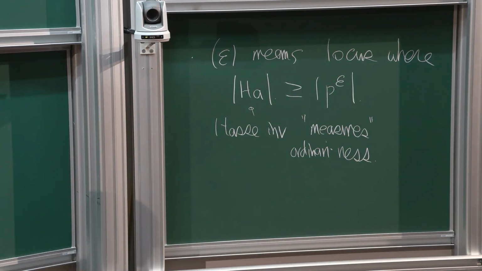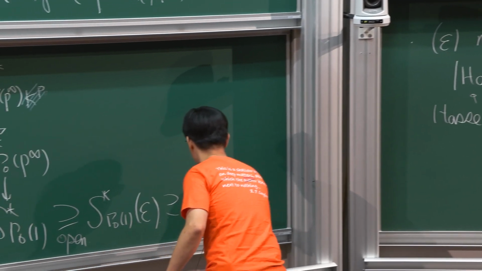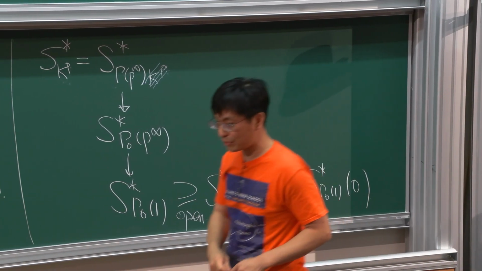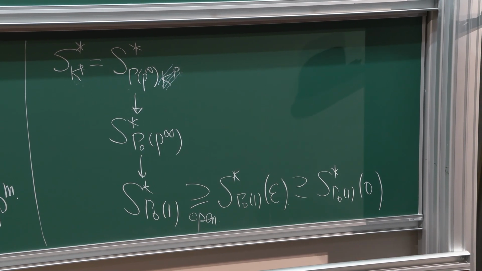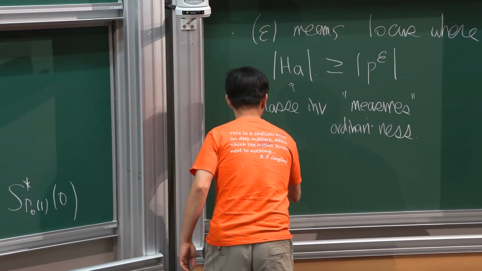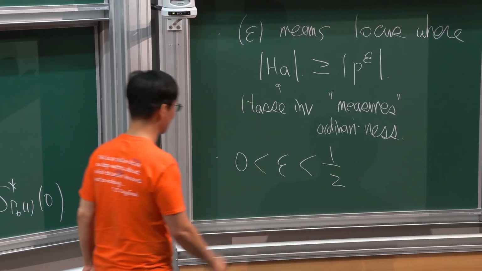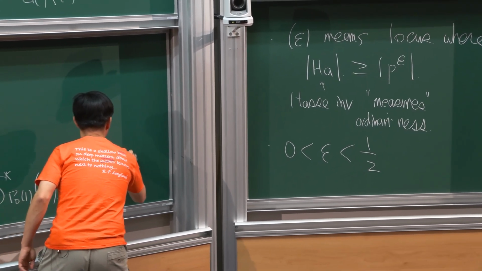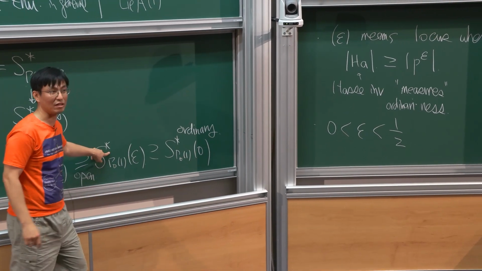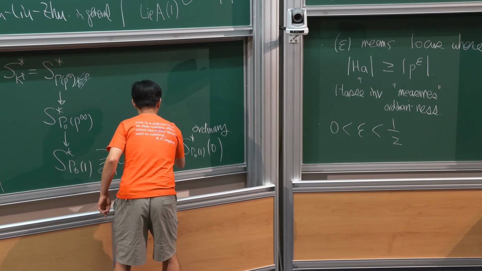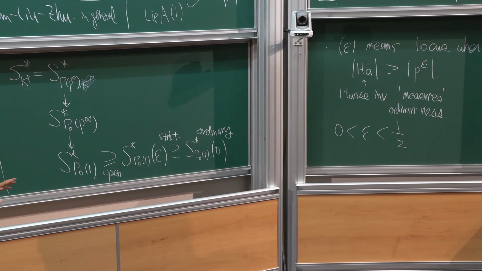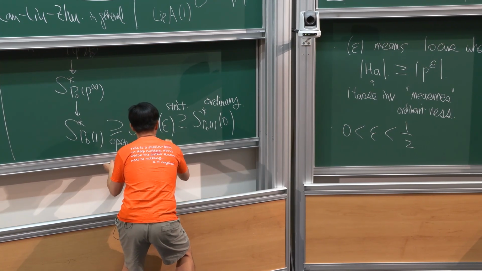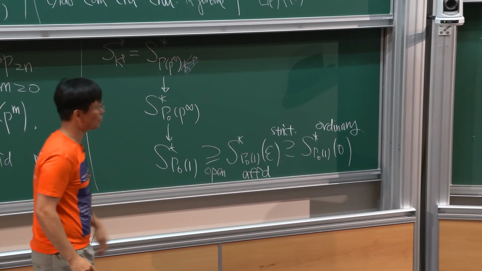So when epsilon is 0, it literally means the ordinary locus. But then I like to choose epsilon greater than 0 and not too big, maybe less than 1/2 or something. Then this is the ordinary locus, and this is slightly larger than the ordinary locus. So it's some strict neighborhood of the ordinary locus that I'm considering, but it's still some affinoid.